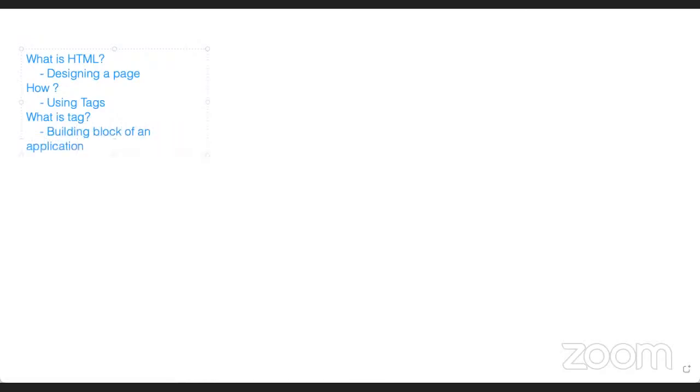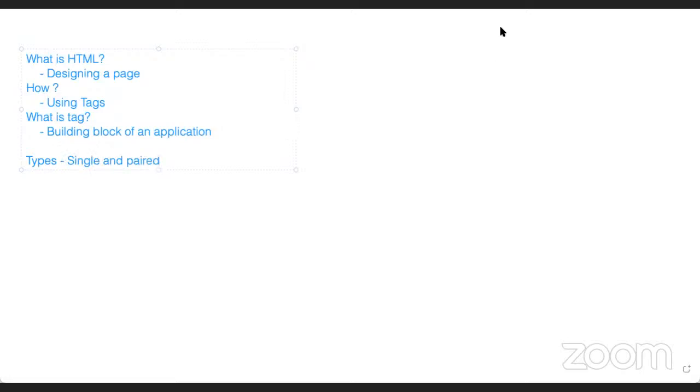When we are constructing a house, we are using bricks. So we can call bricks the building blocks of a house. Similarly in HTML, we can call tags the building blocks of an application. And how many types of tags are there in HTML? There are two types of tags, single and paired tags. I'm going to explain the use of each one of them.